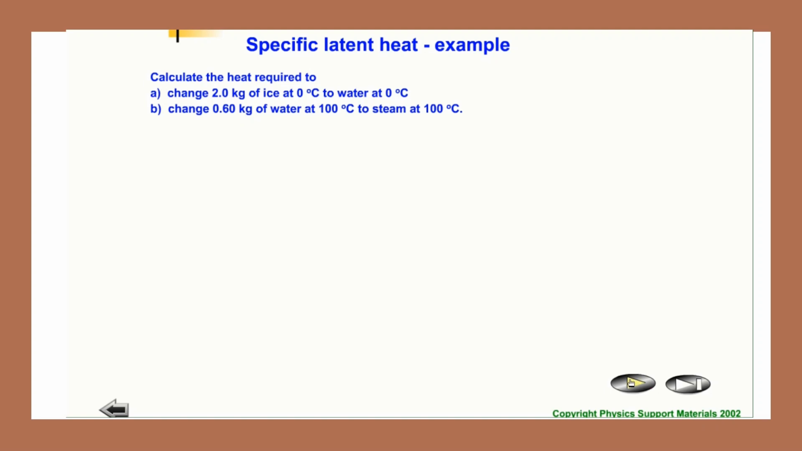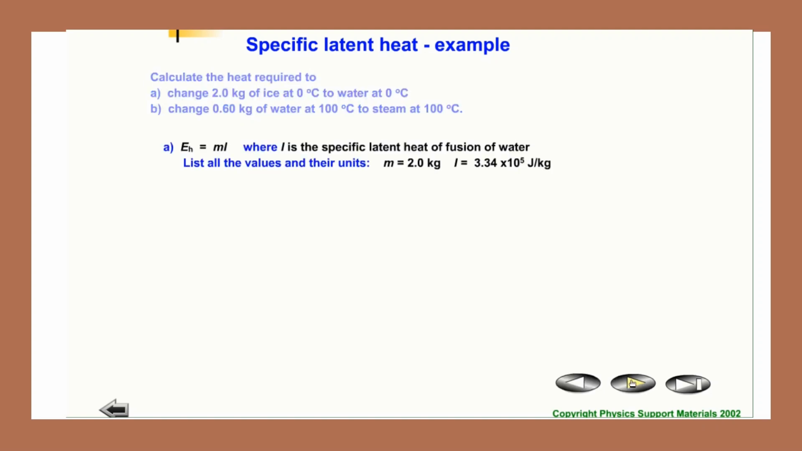So there's no change in temperature. We're just melting this ice. So we've got the formula EH equals mLF, where LF is the specific latent heat of fusion of water. Your mass is 2 kilograms. The specific latent heat of fusion of water is 3.34 times 10 to the 5 joules per kilogram. Multiply those together, and that gives us 6.7 times 10 to the 5 joules.